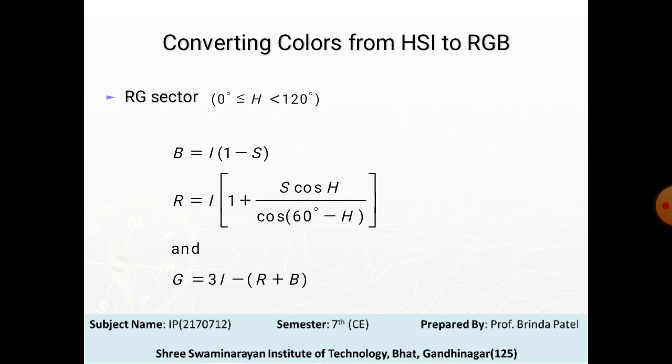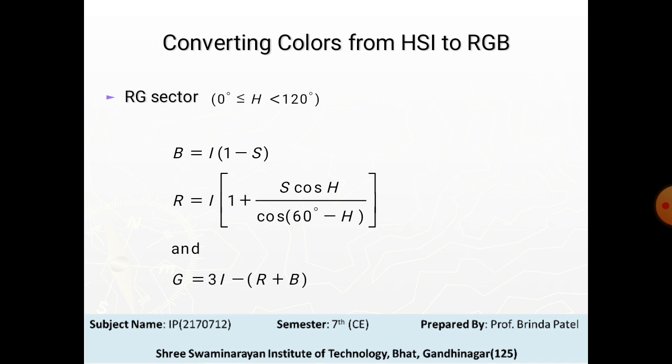So the applicable equations depend on the values of H. There are three sectors of interest corresponding to the 120 degree intervals in the separation of primaries. We begin by multiplying H by 360 degrees, which returns the hue to its original range of 0 to 360 degrees. First, the RG sector: 0 degrees less than or equal to H less than or equal to 120 degrees. When H is in this sector, the RGB components are given by these equations.